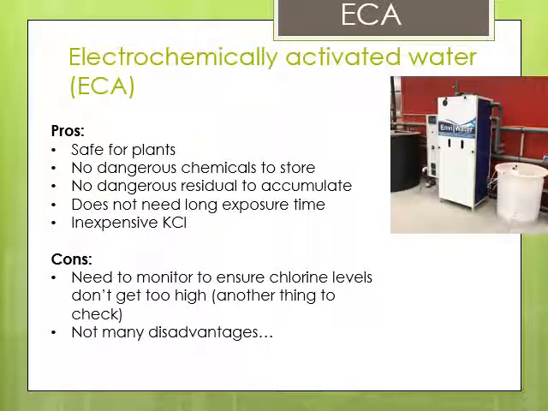So, what are the cons? Well, you need to monitor your chlorine levels. If something goes wrong and it has too high a chlorine level, then you could maybe start damaging your crops. Because remember, right at the beginning, I said chlorine, plants can't control how much they take up. So if your system goes out of whack, you might have too high a chlorine level, and then you'll burn your crops. But other than that, there's really not a lot of problems.